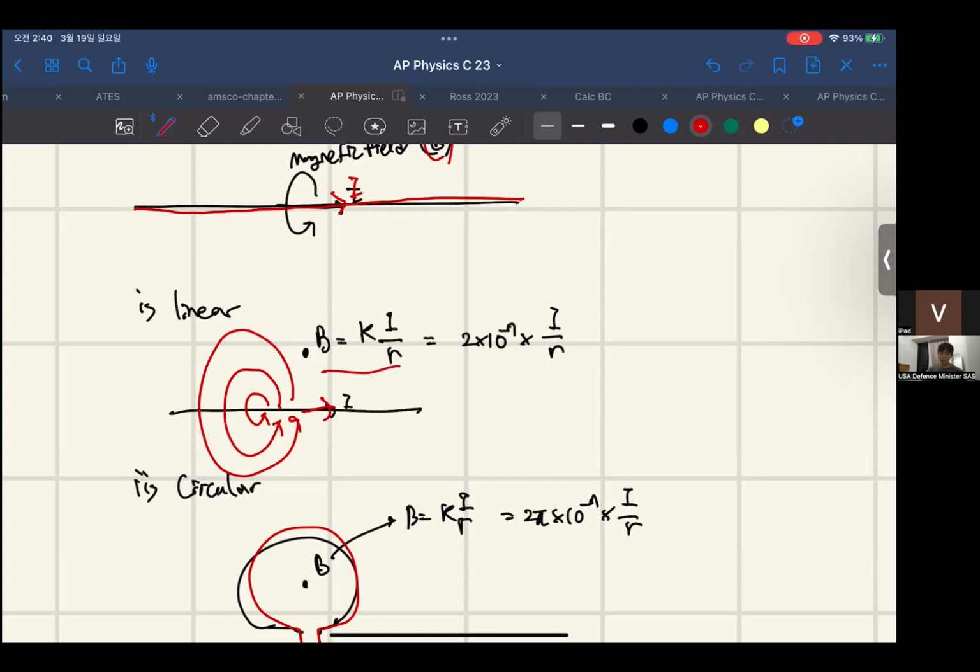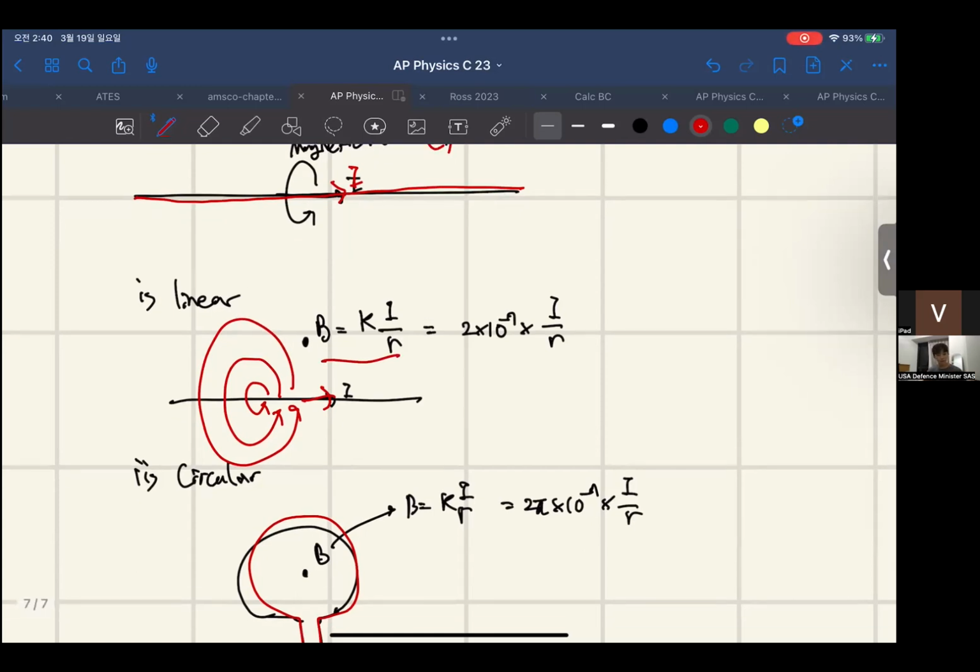In fact, we have an equation for that. Magnetic field B equals K times I over R. Now, K is a constant. It's 2 times 10 to the power of -7. I is the current flowing on your circuit. Think about it: the current is literally what induces the magnetic field. So if you have more current, you would have more magnetic field induced. If you have zero current, you won't have any magnetic field induced. So of course, I, or current, is proportional to B, the magnetic field that's formed by the current.